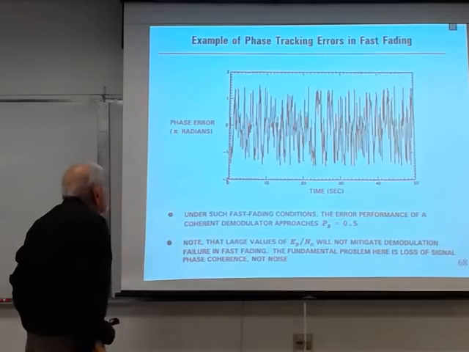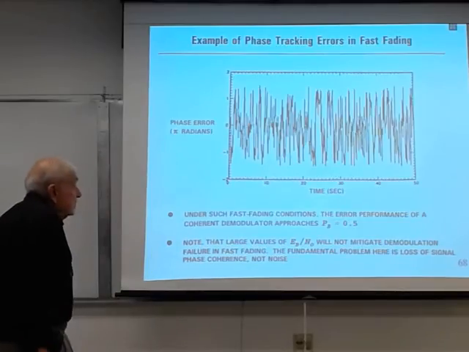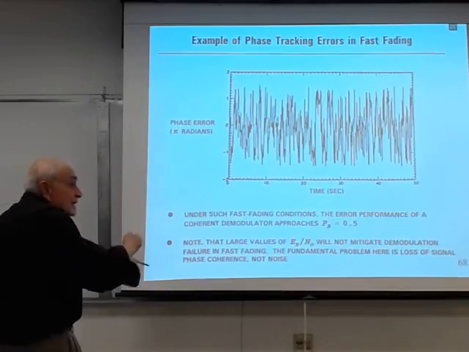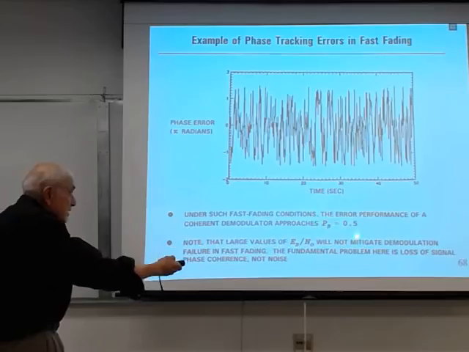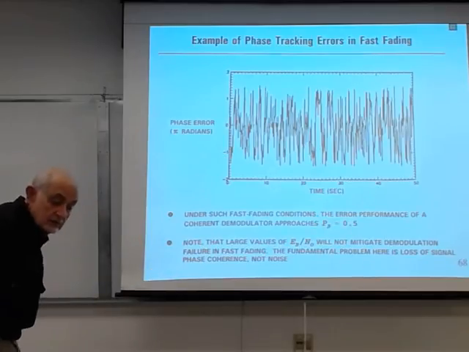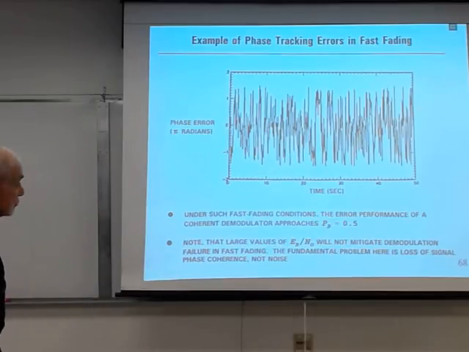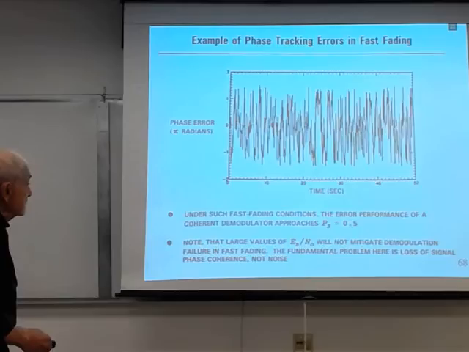And in the example of fast fading, what happens is that you're constantly losing lock and you're trying to recapture it. And that's why in fast fading, the probability of bit error so quickly can degrade to just 1/2, which is awful.